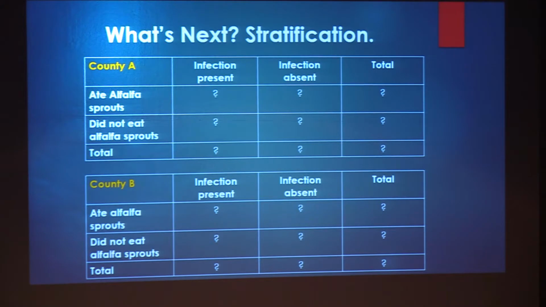I'm going to fill in the blanks in here, where you see the question marks. And then I can compare the risk ratios and the odds ratios. I can just calculate them separately for each group and see what's going on.